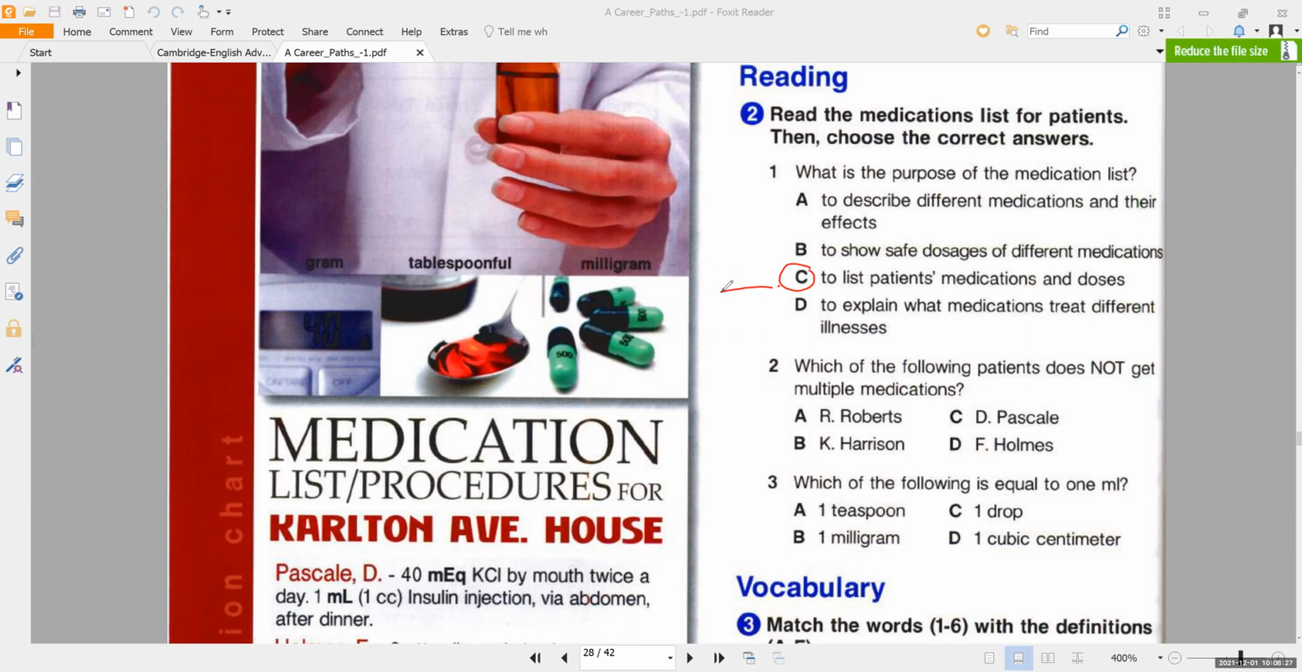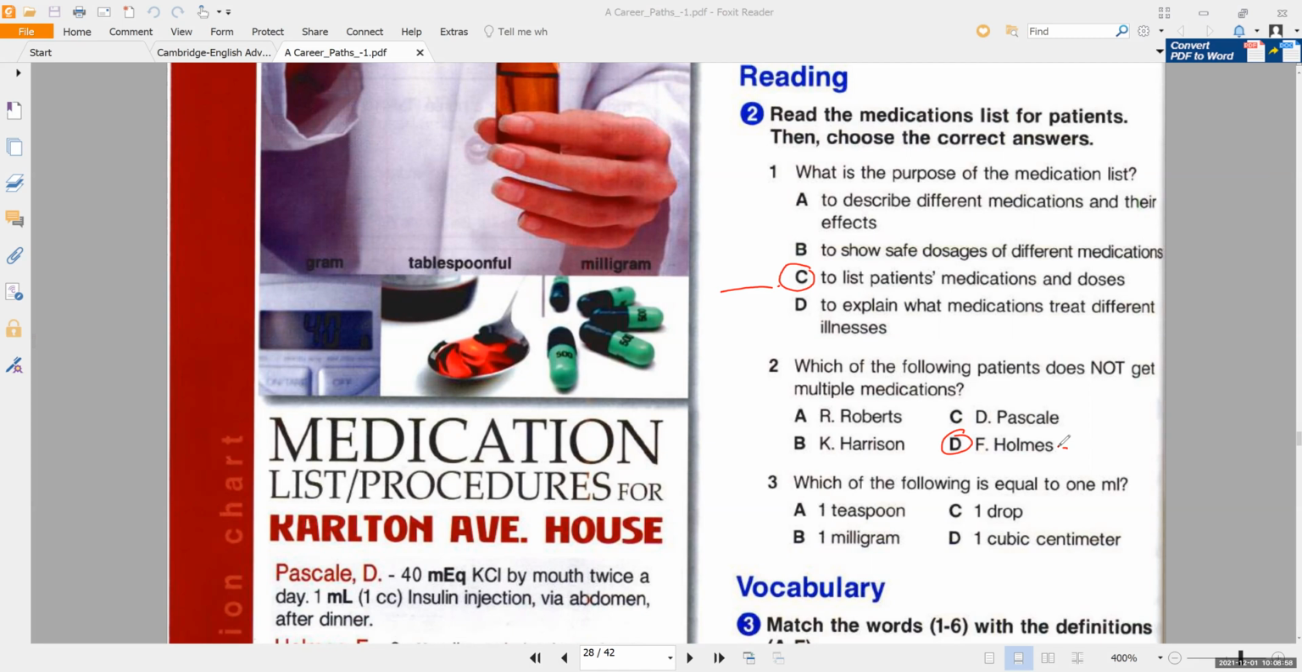Number 2, which of the following patients does not get multiple medications? A, R. Roberts, B, K. Harrison, C, D. Pascal, and D, F. Holmes. Yes, the answer is Mr. Holmes, F. Holmes. He does not get multiple medications.